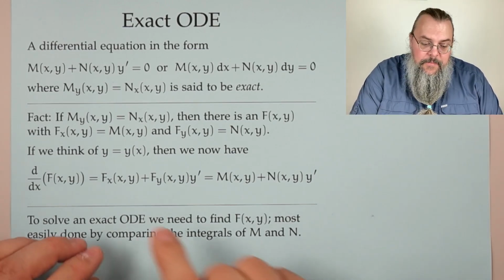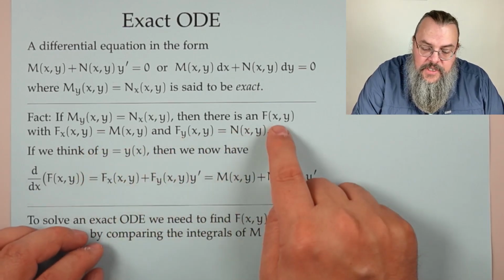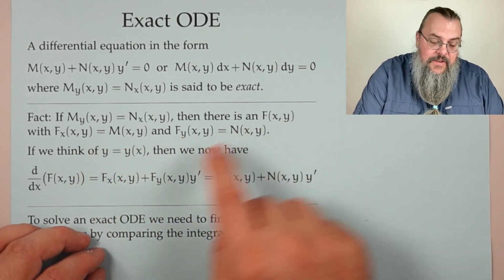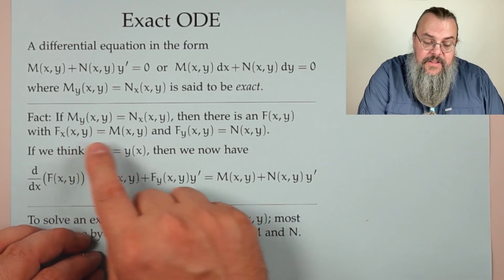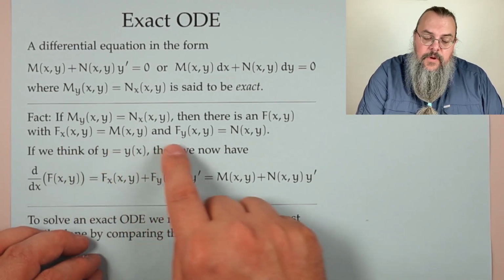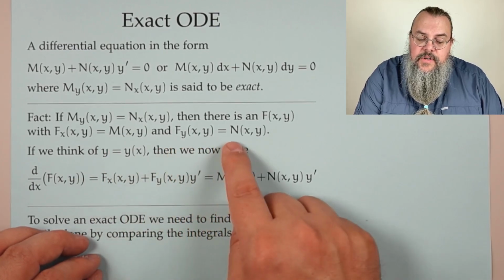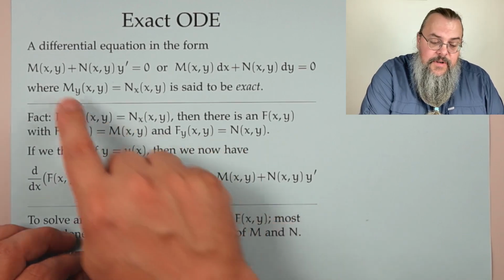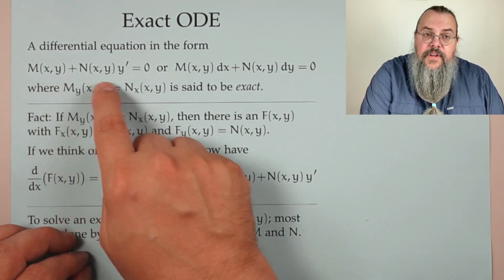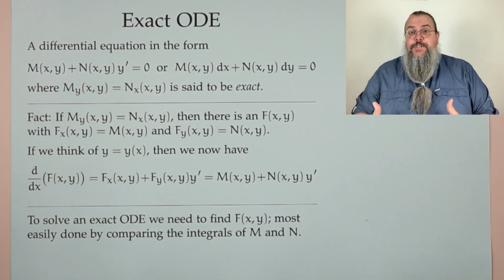In the following way. So there's some function, capital F, so that when you look at f sub x, the partial derivative of F with respect to x, you get M. And you look at f sub y, the partial derivative of F with respect to y, you get N. So in other words, these are partial derivatives of the same function.